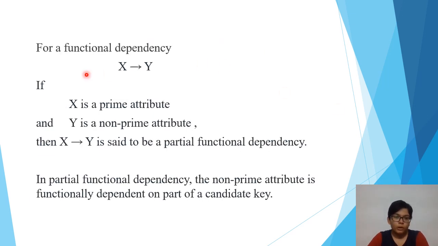So consider this functional dependency. Here X is the determinant, Y is the dependent, we call them. So if X is a prime attribute and Y is a non-prime attribute, then X determines Y is said to be partial functional dependency. It's very simple. This has to be a prime attribute, this has to be a non-prime attribute, and if it is there, then it is a partial functional dependency.